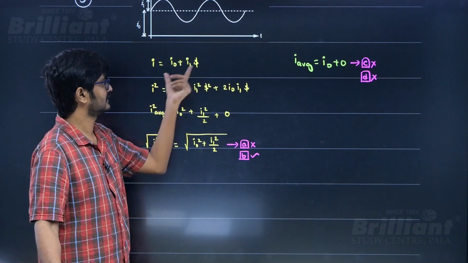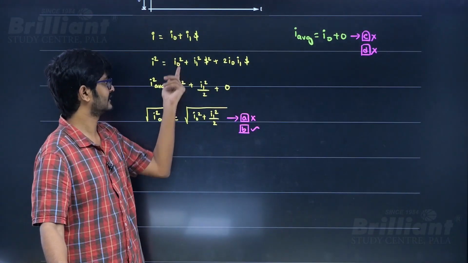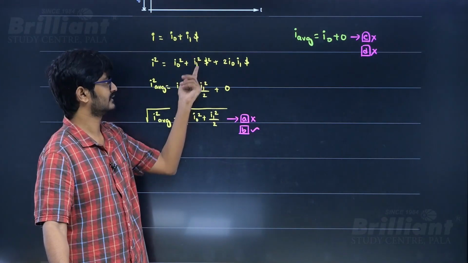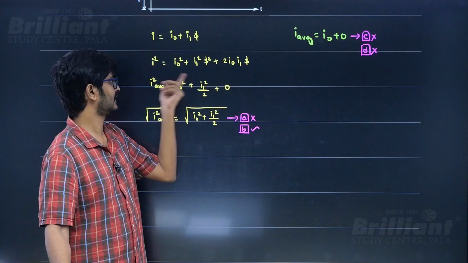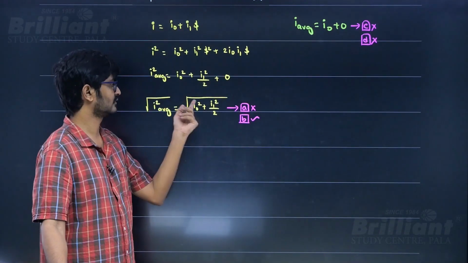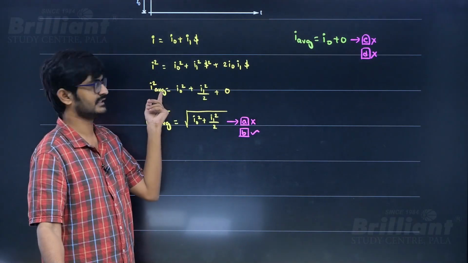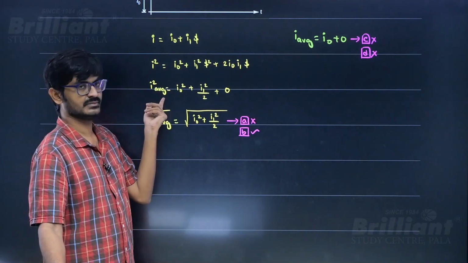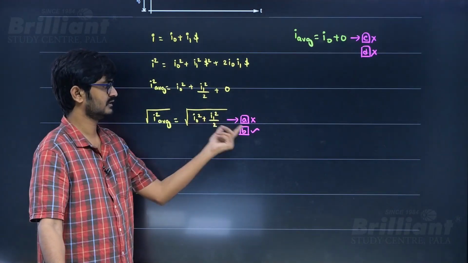So I am taking I square, the expansion of a plus b whole square. Now I square average: this guy's average is the same, this guy's average is I1 square times the sin square average, which is half. Now the sin average is 0, so the I square average is this much. I need to find the square root of the average. So this is the mean of squares, average of squares. When you take the square root, we call it the root of the mean of squares. That is going to be option B.